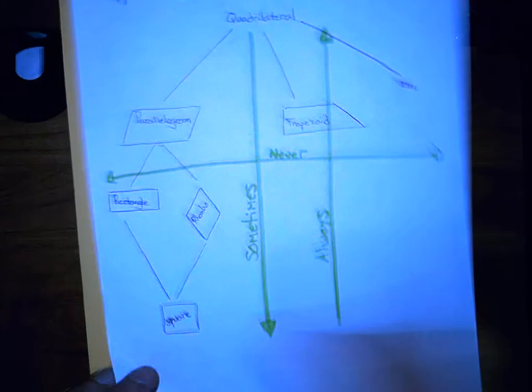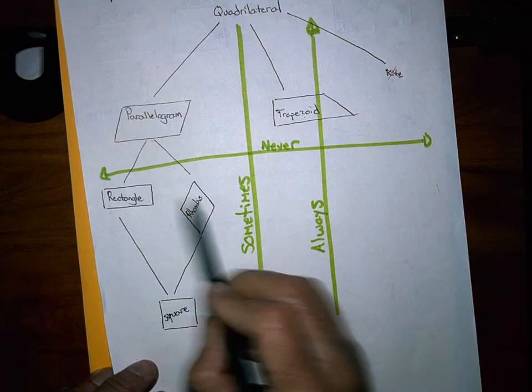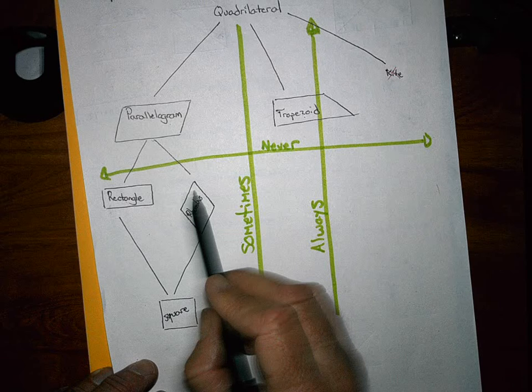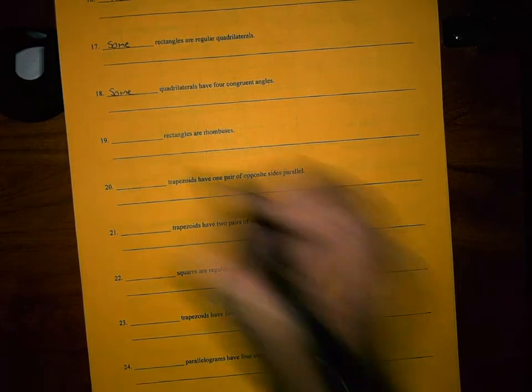Number 19, rectangles are rhombuses. So we're going to start at rectangles. We're going to move to rhombuses. We're moving across the diagram. The answer is never. So 19 is no.